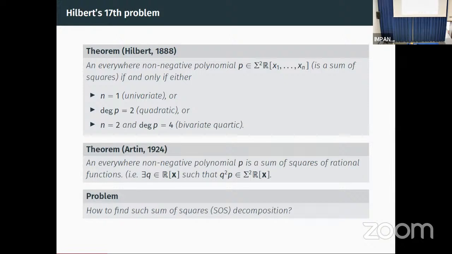But you can think of this as follows. There is a polynomial q which collects all the denominators, such that if I multiply p by q squared, it actually becomes a sum of squares. And you can trust me or not, that if I take the Motzkin polynomial and multiply it by x squared plus y squared, it's a sum of squares polynomial. Okay.